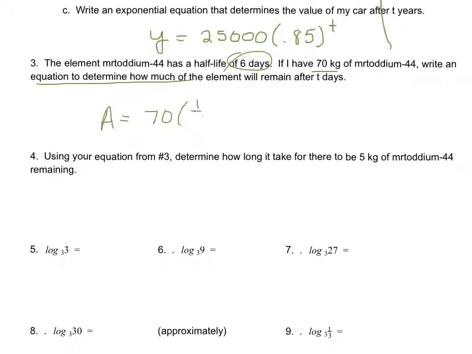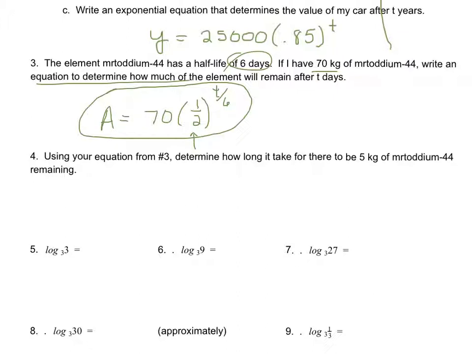Every time a half-life goes by, it gets cut in half, so I want this growth factor to be a half right in there. And then I want my exponent to count the number of half-lives that go by, so it's t over 6. So when t is 6 days, 1 half-life has gone by, and I'd get a half times 70, which gives me 35. So this would calculate exactly how much I have after time t, where t is in units of days.